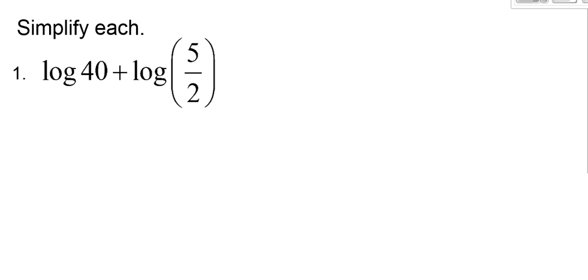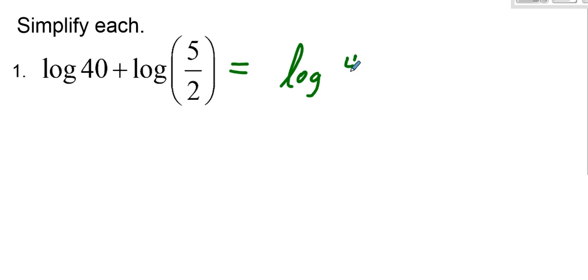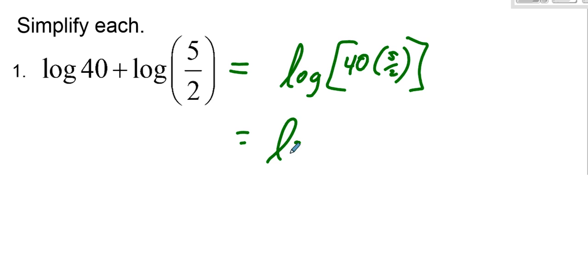So now we're going to simplify these. That means we're going to take the addition and condense it to one logarithm. And addition condenses with multiplication. So you do 40 times 5 over 2. Forty times 5 is 200, divided by 2 is 100.